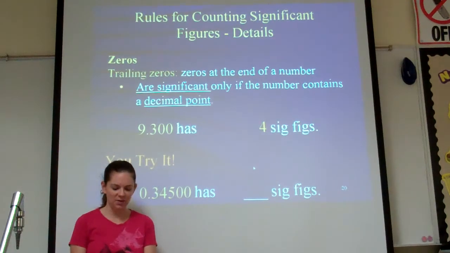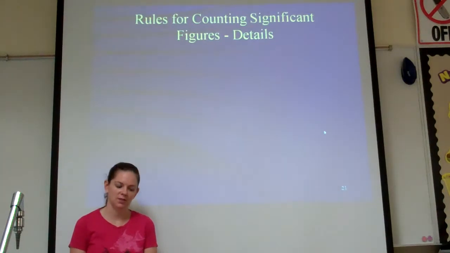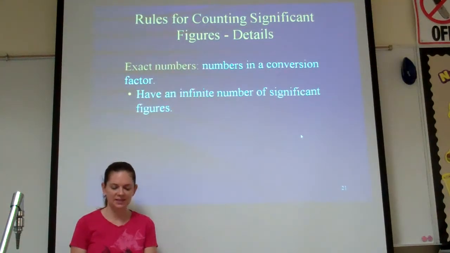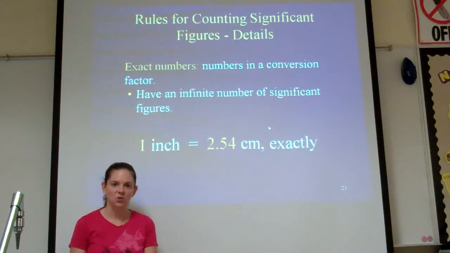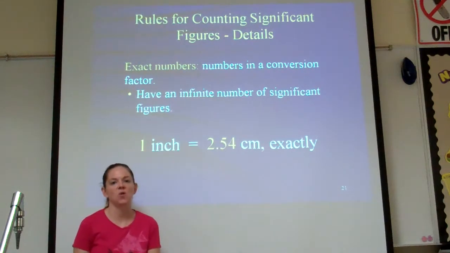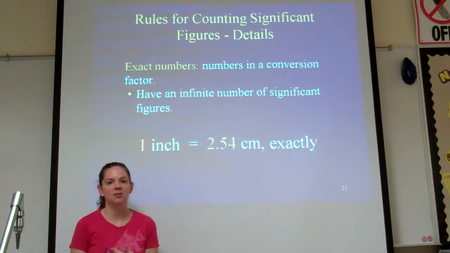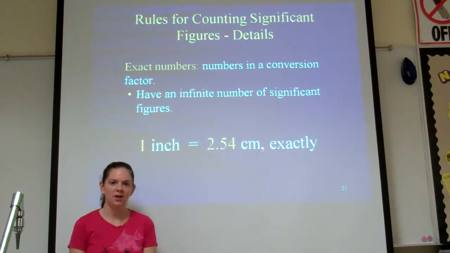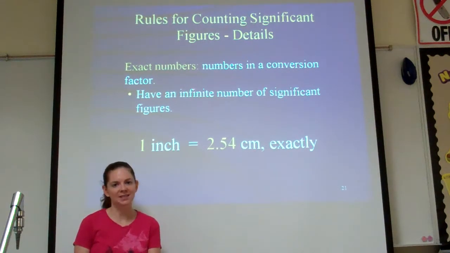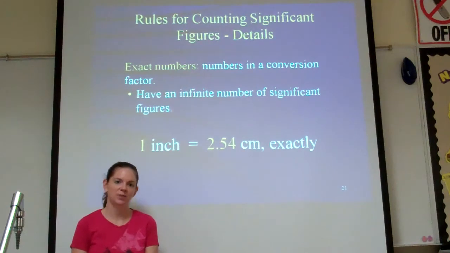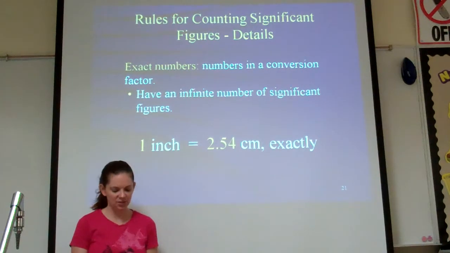Our last type are what we call exact numbers. These are numbers that we use in conversions. For example, there are exactly 2.54 centimeters in 1 inch. I can add as many zeros to the end of 2.54 and it will still be equal to 1 inch. So it has an infinite amount of significant figures. This will be important in our next lesson when we deal with calculations and how to calculate significant figures with addition, subtraction, multiplication, and division. So let's do some practice.